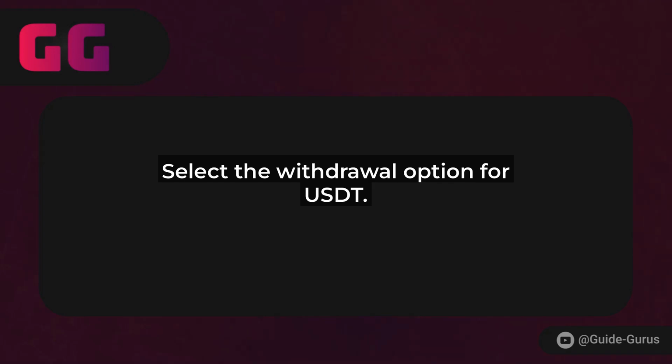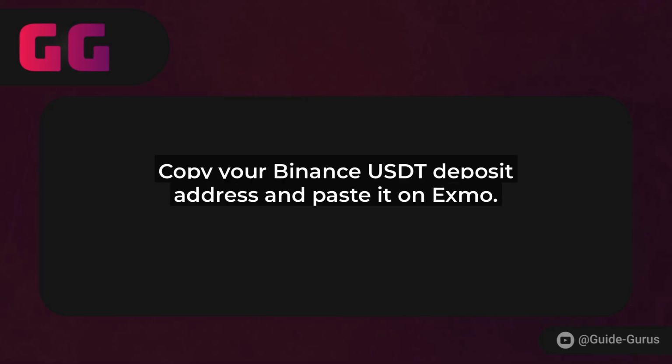You'll need to enter the recipient's wallet address, that's your Binance deposit address. To get that, log into your Binance account in a new tab, go to your wallet, and copy the USDT address. Double-check this address because one wrong character could send your funds into the void. Now, back on XMO, paste that Binance address into the withdrawal form.